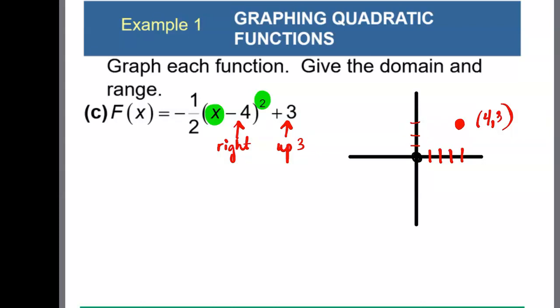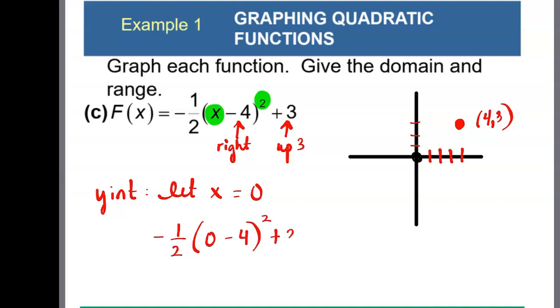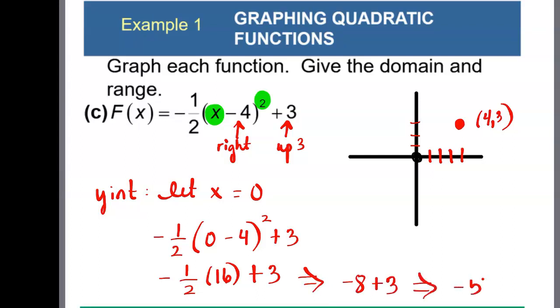I am going to find the y-intercept. Okay, so to find the y-intercept, I'm going to let x be 0. So I have negative 1/2 times (0 minus 4) squared plus 3. So that's negative 1/2 of 16 plus 3. So that would give me negative 8 plus 3, which is negative 5. So (0, -5) is my y-intercept.